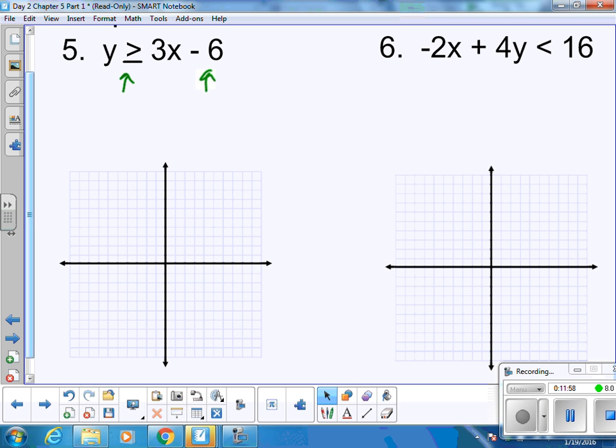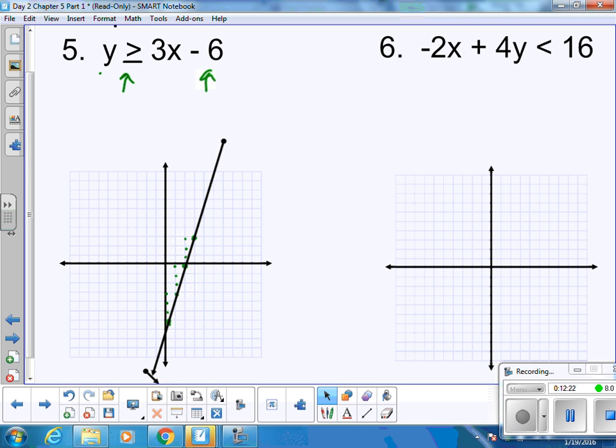1, 2, 3, 4, 5, 6. So negative 6, and it's going to rise 3, run 1. Let me get that line right where I want it. Nice. I'm going to use my strategy here.